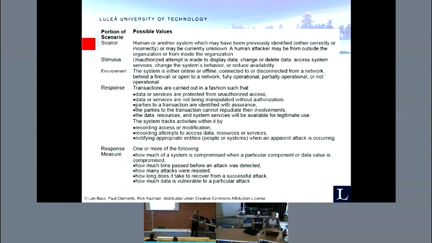As a response measure or metric, you can find out how much time passed before an attack was detected. You of course want to detect as soon as possible. How many attacks were resisted? How quickly can you recover from an attack, to restore the system to functional operation? And how much data is vulnerable to a particular attack.